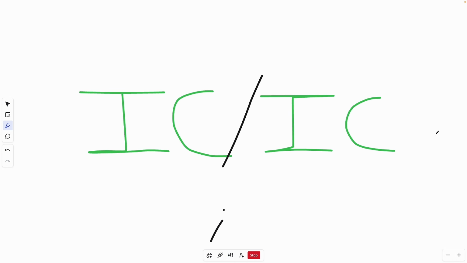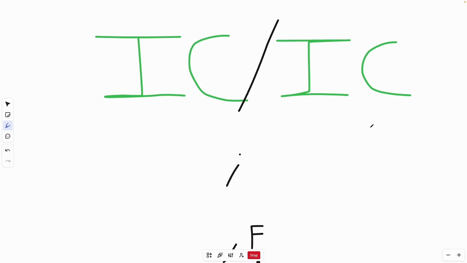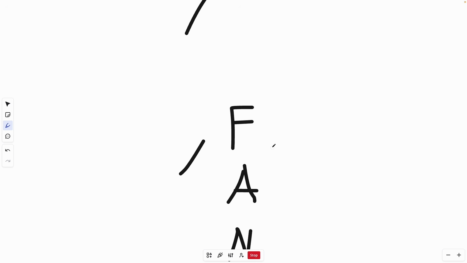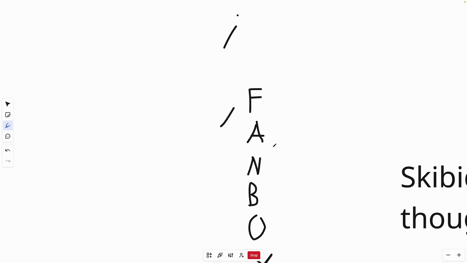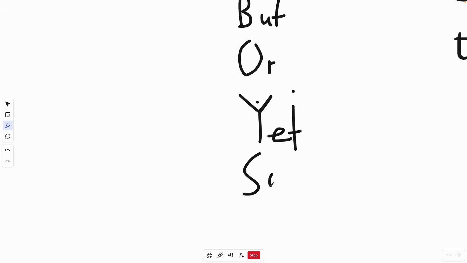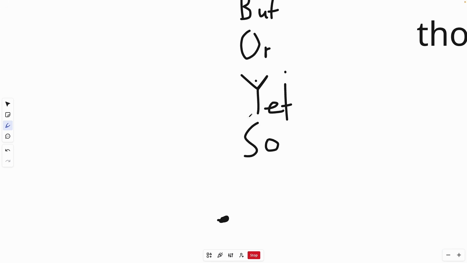So let's say you have 2 independent clauses. How do you separate them? There are essentially 3 different ways. The first is with a semicolon. Specifically a semicolon. This is not a comma, this is not a period, a semicolon. Then with a comma followed by a fanboy. Fanboys are for, and, nor, but, or, yet, and so. So if you have a comma followed by any of these, that can separate 2 independent clauses. And the final way is with just a period.